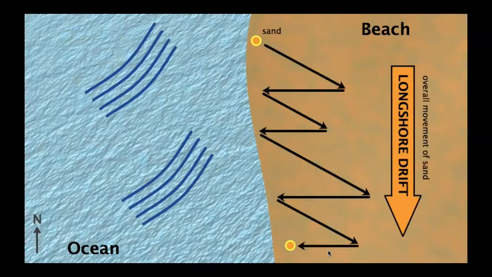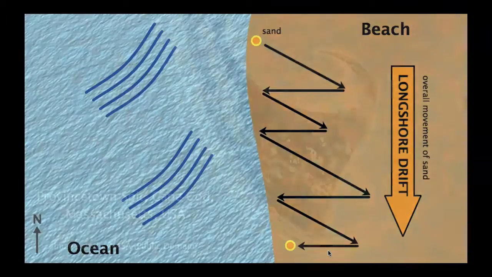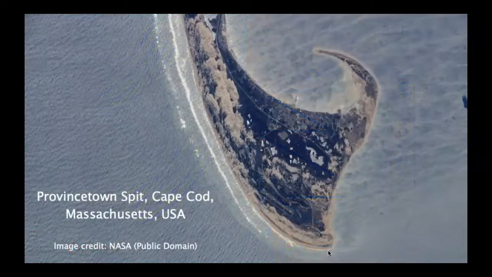Repeated swash and backwash movements cause that zigzag pattern we saw earlier. Overall, the sand is moved sideways, parallel to the shoreline. This is longshore drift in action. Longshore drift not only transports sand across a beach, it uses that sand to build some stunning landforms.